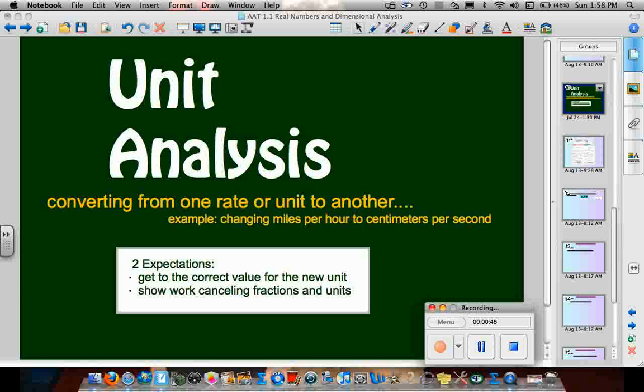So if this was a quiz or a test question and you got to the right answer, but you can't show me the work, just realize that would only be partial credit. I'm looking for you to be able to do the work as well.